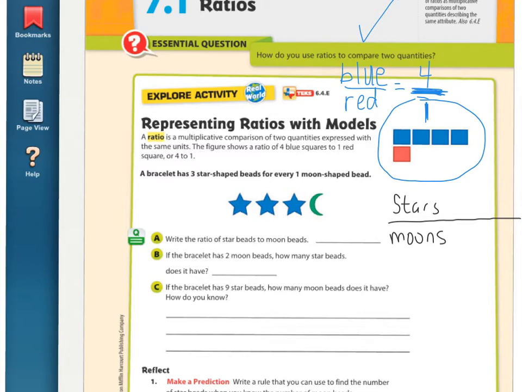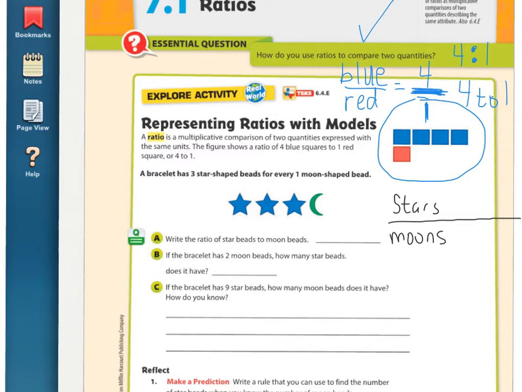And I said blue first, so it goes on top. And then you might want to write it like this, 4, or you will write it like this. Please write this too, 4 to 1. And then the other way with the word, 4 to 1.